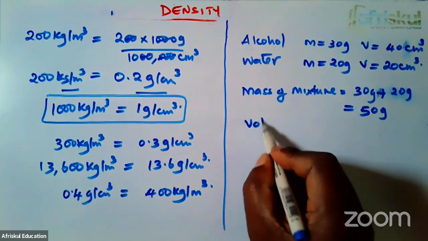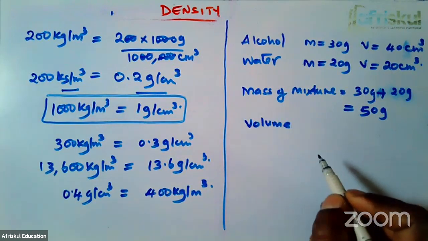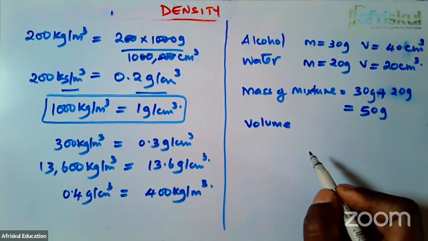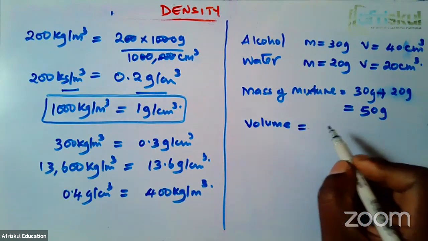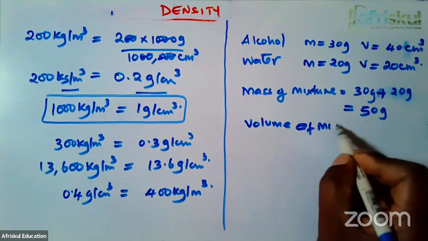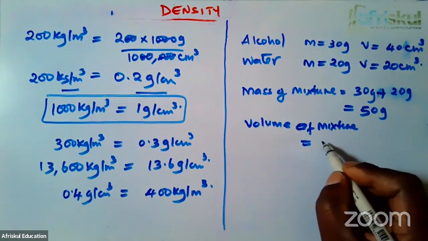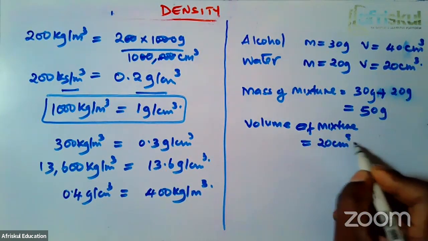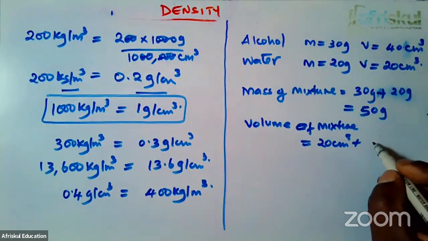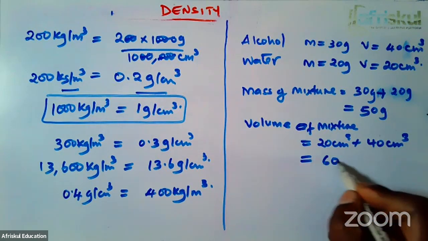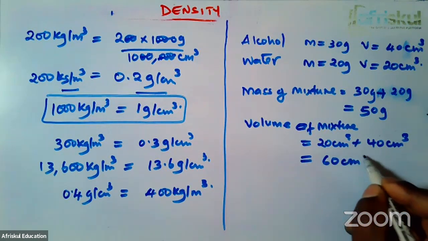And then there's also the volume of the mixture. Here we assume that in mixing the two substances, there is no change of volume. So the volume of the mixture is going to be the volume of water, which is 20 cubic centimeters, plus the volume of alcohol, which is 40 cubic centimeters. When you add the two, you get 60 cubic centimeters.